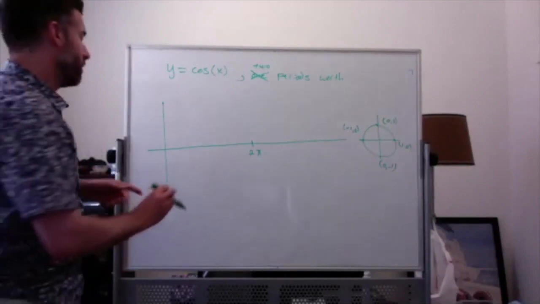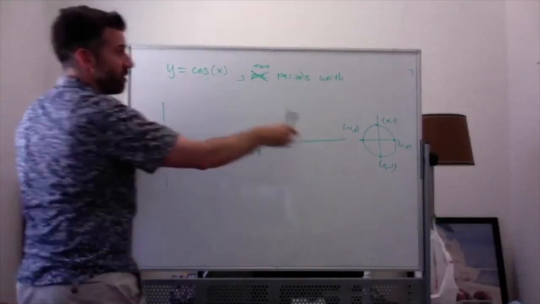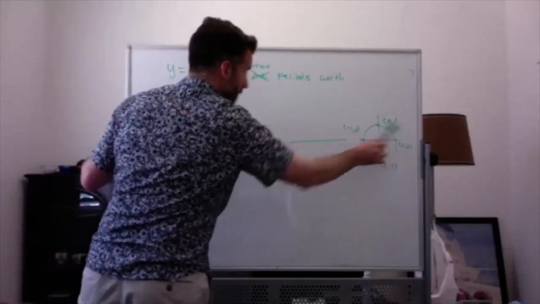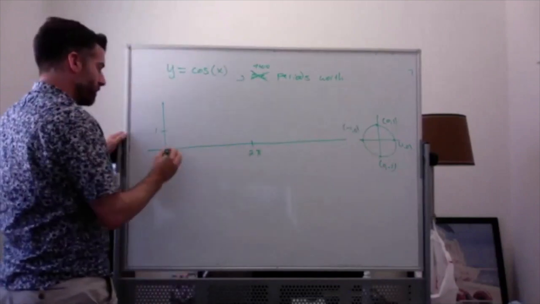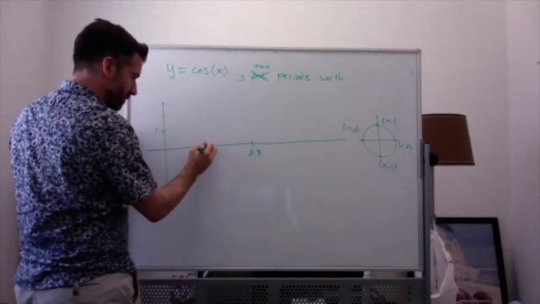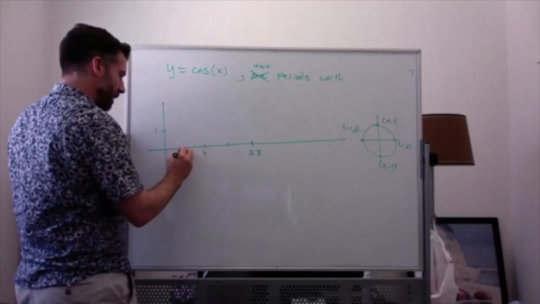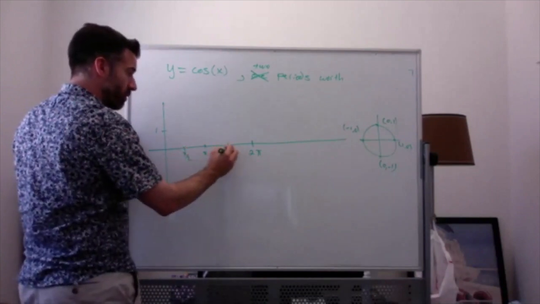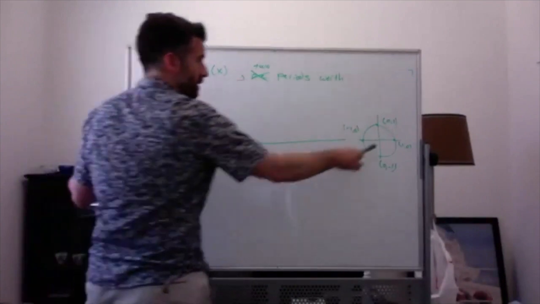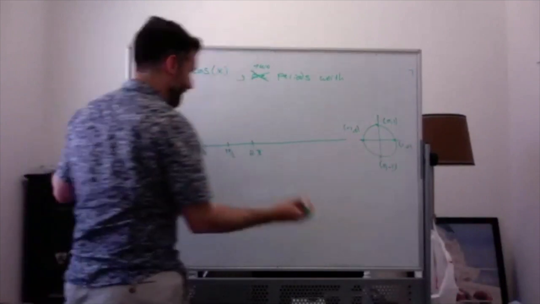So cosine of 0 is 1. Sorry, I forgot to cut this in half. So cut this in half, and then in half again. There's pi over 2, there's 3 pi over 2. So cosine of 0 is 1, right, because it's the x coordinate.